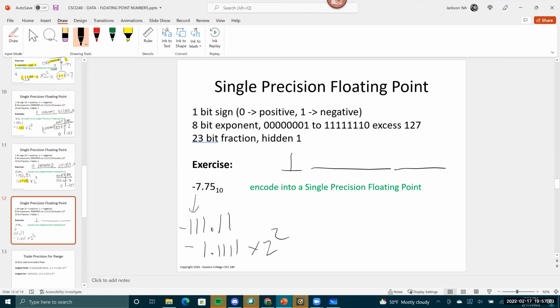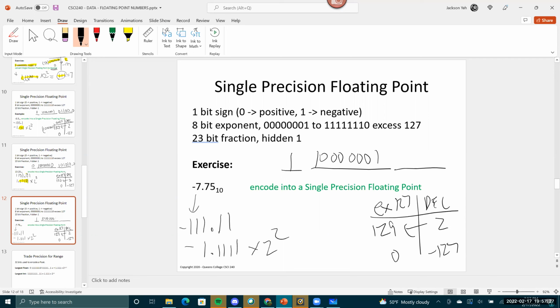All right, now we're going to encode this. Sign bit is 1 for negative, and let's figure out what the exponent is. So this is going to be 0 to 127. So it's a 2, that would be 129 over here. Okay, so 129 is going to be 128 plus 1. And now the fraction is just this, right? Everything to the right of the decimal point is the fraction. So we'll write 1, 1, 1, and then pad it with a whole bunch of zeros. Done. All right. Okay, so moving on.